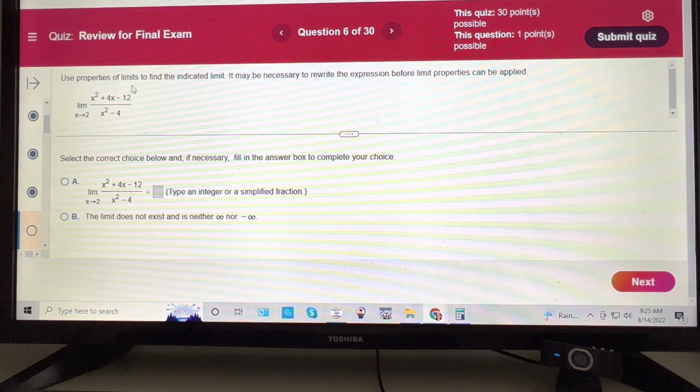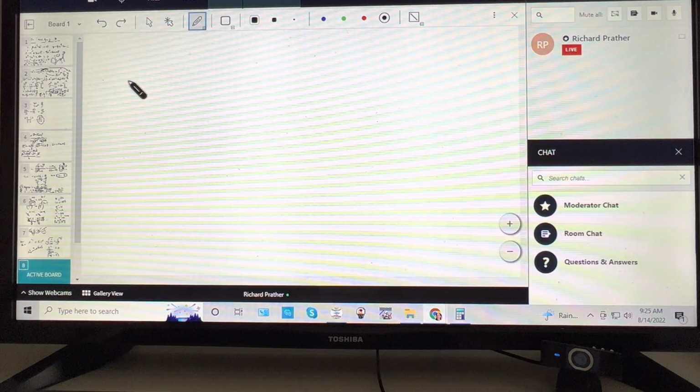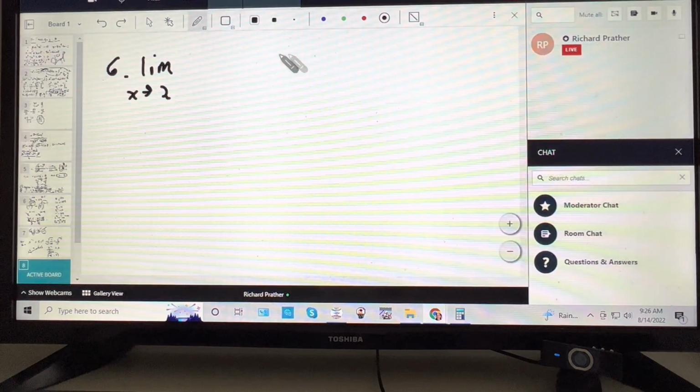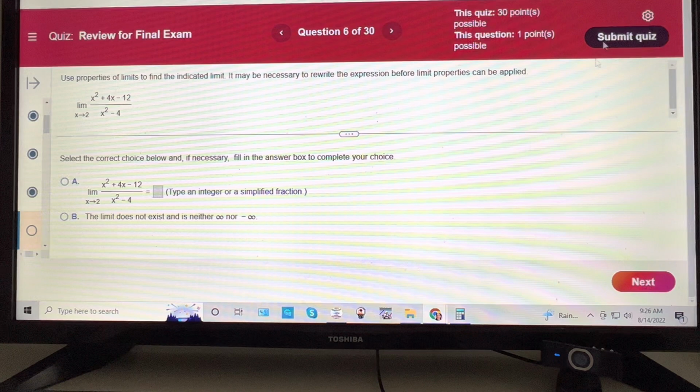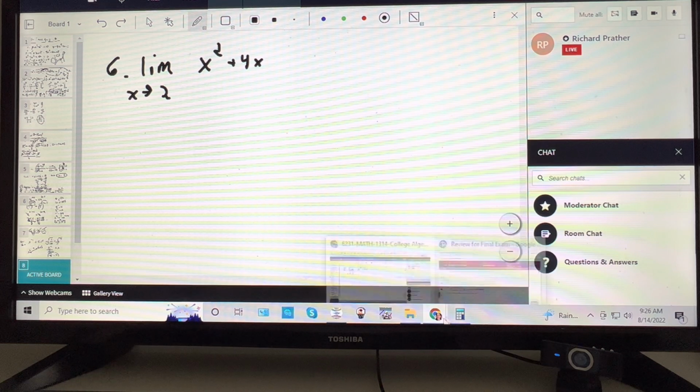Okay, use properties of limits to find the limit. So in a rational function limit, in polynomials or rational functions, if you're doing the limit as x approaches 2, the first thing you try to do is plug the 2 in. F of 2 will often produce an answer. It will always produce the answer in a polynomial, and it will produce the answer in a rational function as long as it's not something that makes the denominator equal to 0.